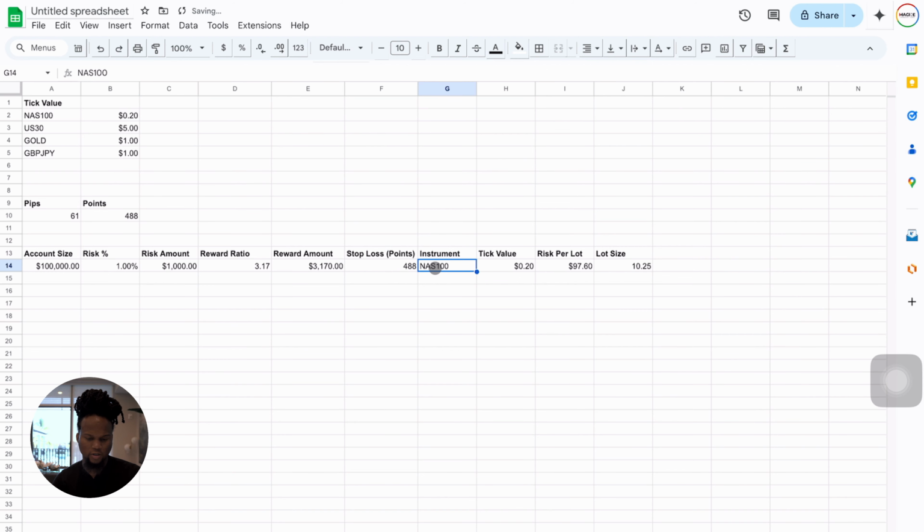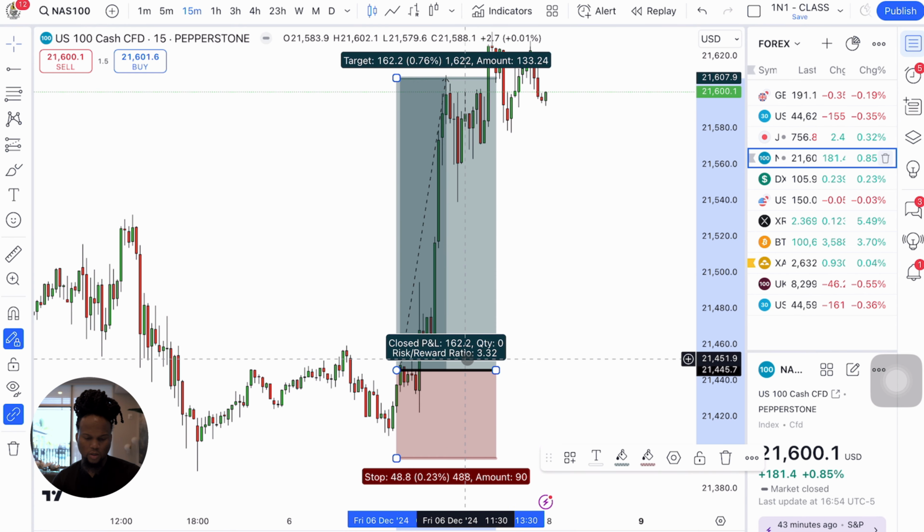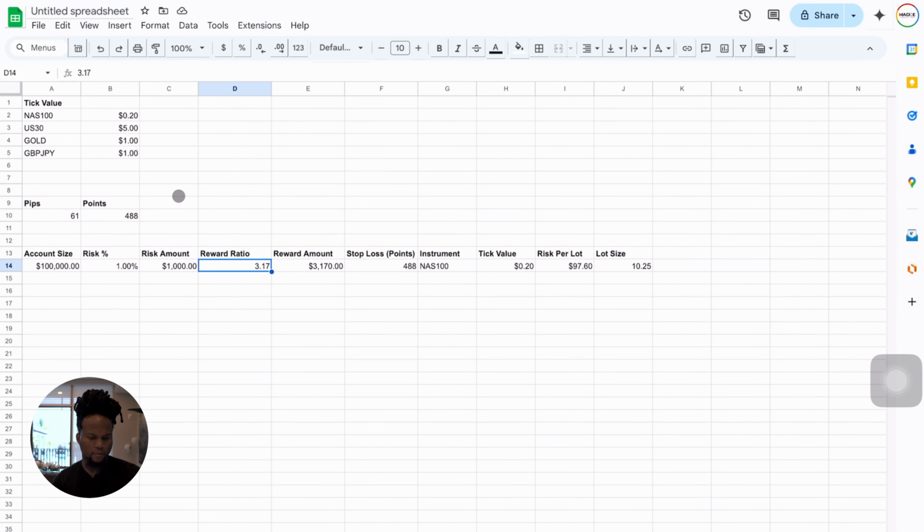So I'm gonna change the currency, which is now NAS 100, and then the reward ratio is 3.32, right? So it's 3,320. Still risking $1,000 from the 100K. And then my lot size is going to be 10 lots. So you realize it's bigger based on the different currency pairs, right? So that's what it is, man.